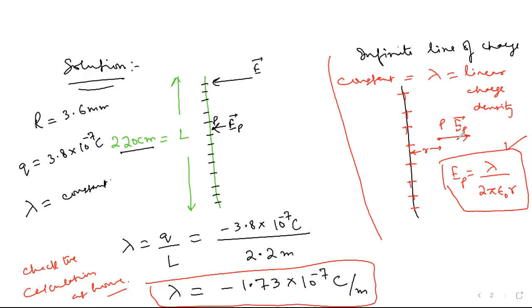The justification is, if our point of observation is on the surface and it is away from the ends, as is the case here, our point is on the surface of the rod.